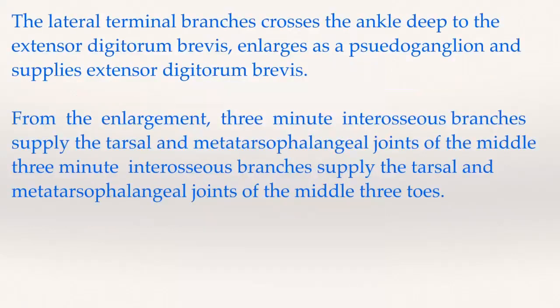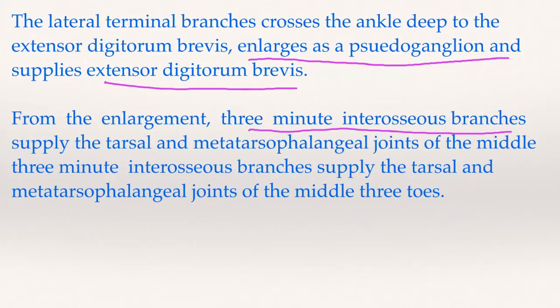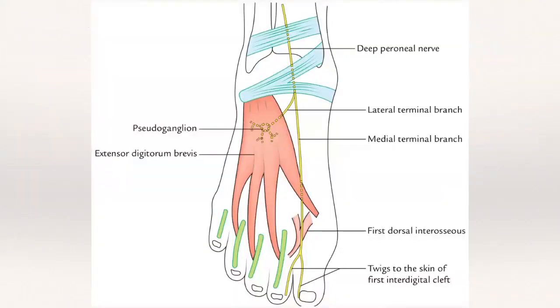The lateral terminal branch crosses the ankle deep to the extensor digitorum brevis, enlarges as a pseudoganglion, and supplies the extensor digitorum brevis. Okay, remember that lateral one. From the enlargement, three minute interosseous branches supply the tarsal and metatarsophalangeal joints of the middle three toes. That means, you see, this is the lateral and this one is the medial. Lateral one forms a pseudoganglion.